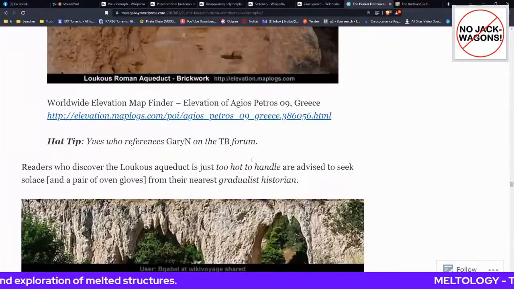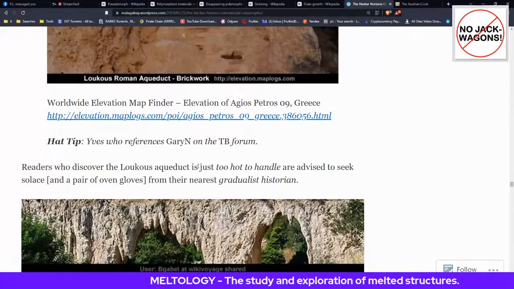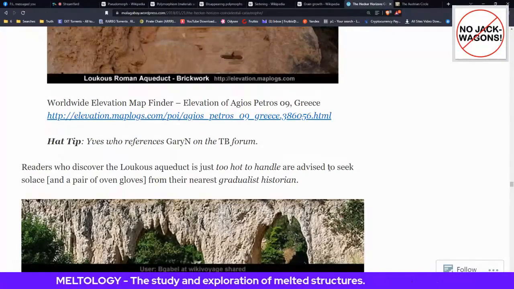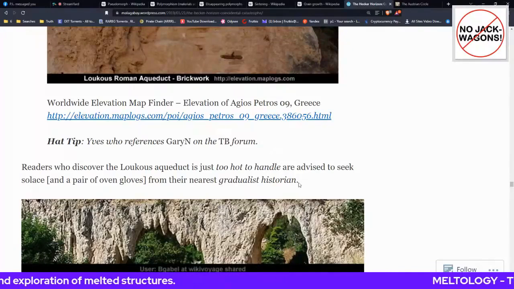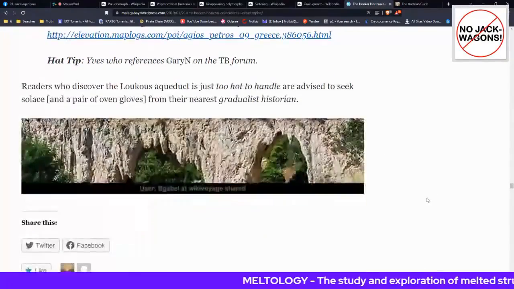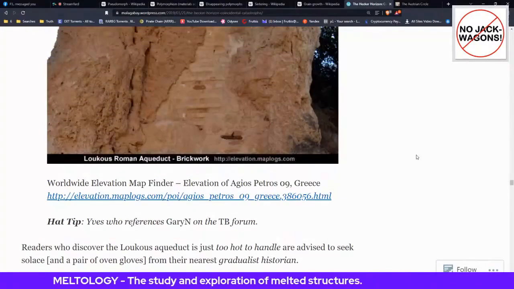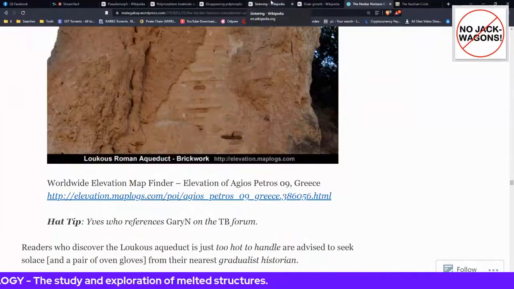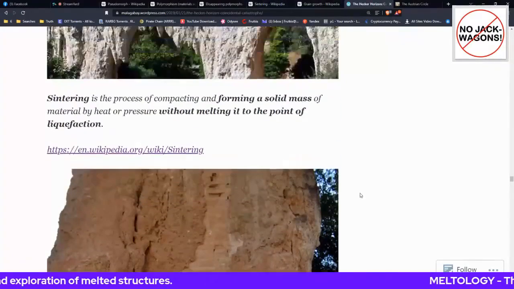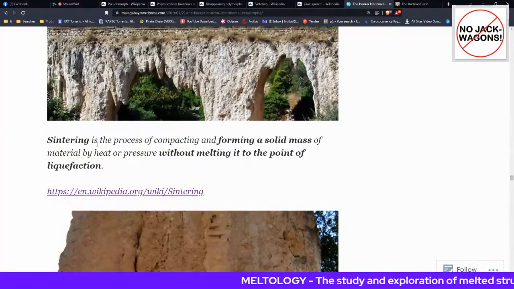And look, they talk about the readers who discovered this Lucas aqueduct. They don't want to talk about it; it's just too hot to handle. They don't even want to talk about it because they have to explain where this heat came from. Exactly. And if that's melted, and Sodom and Gomorrah is melted and ashed out, what's everything else around us? Yeah. Boom, baby.